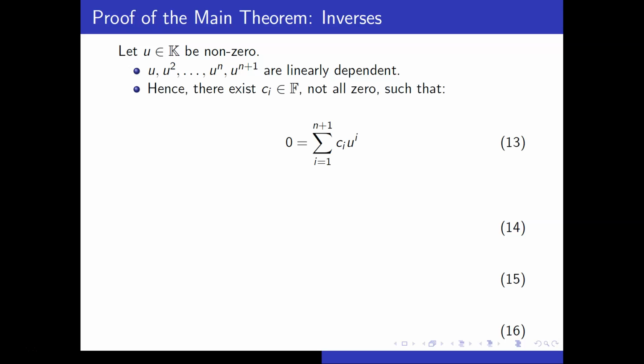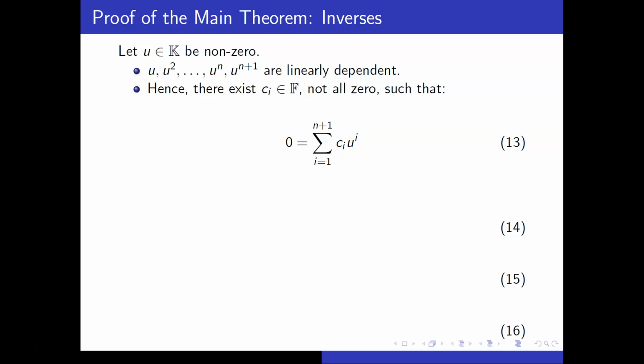Because of that, I can find a linear combination of them which gives me 0, but the C sub i's are non-trivial. There's at least one term in there that has to be non-zero at least. There could be more. There almost certainly is. Okay?